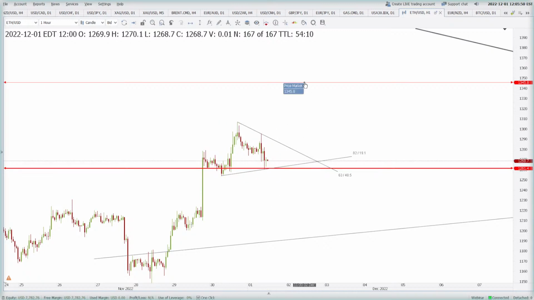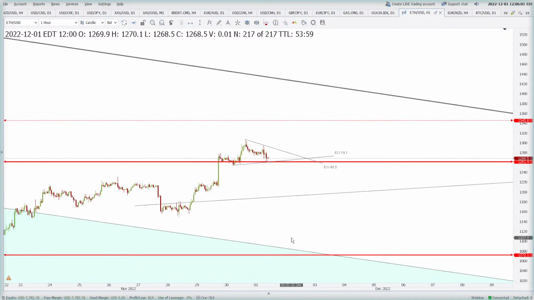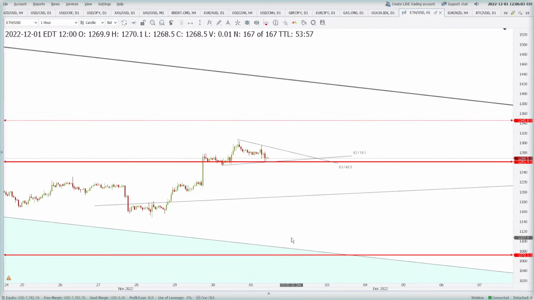First target on the upside is 1345, that is the immediate resistance. The immediate support is very close to the price, which is 1261. If the price is able to close below 1261, it will open the way to 1072 once again. All right, guys, this is Ethereum.